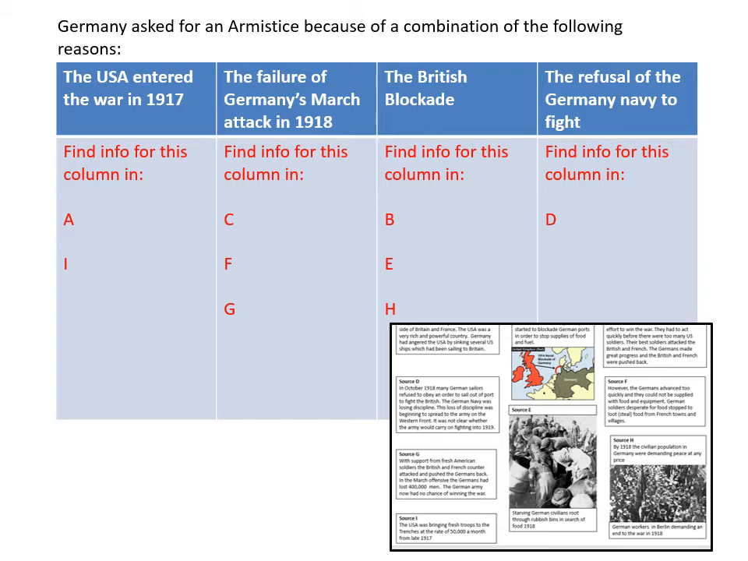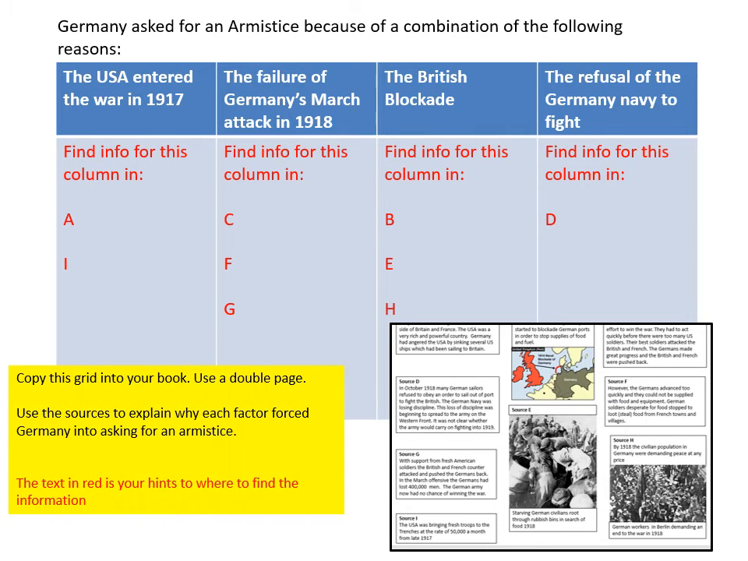Okay, Year 8, this final task is going to allow you to explore and research the reasons why Germany surrendered at the end of World War I in November 1918, why Germany was forced to ask for an armistice, essentially why Germany lost the war. Now, what I need you to do to start this research task is, well, you've got choices. You can either copy this grid into your book, you can use a double or a single page if you write small. If you don't want to do it as a grid, you can do it as a sequence or series of headings, beginning with the USA entered the war in 1917.